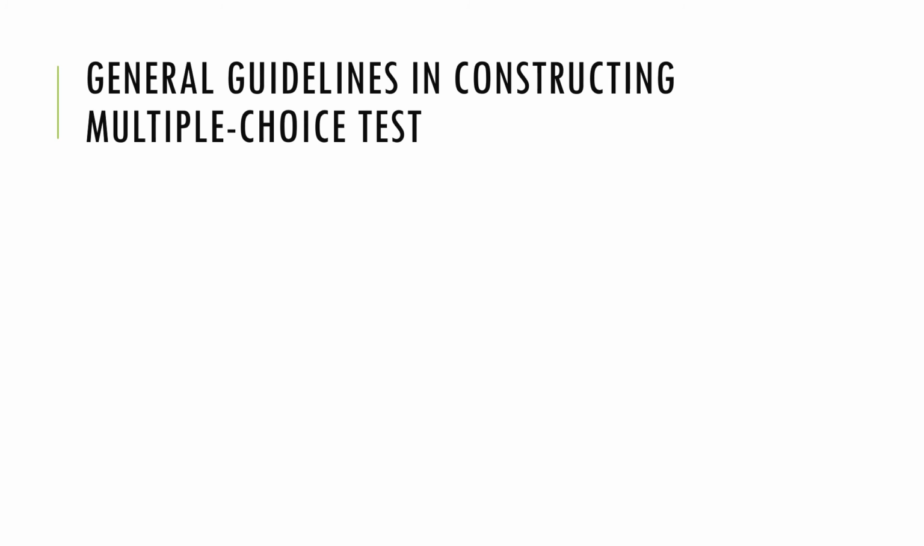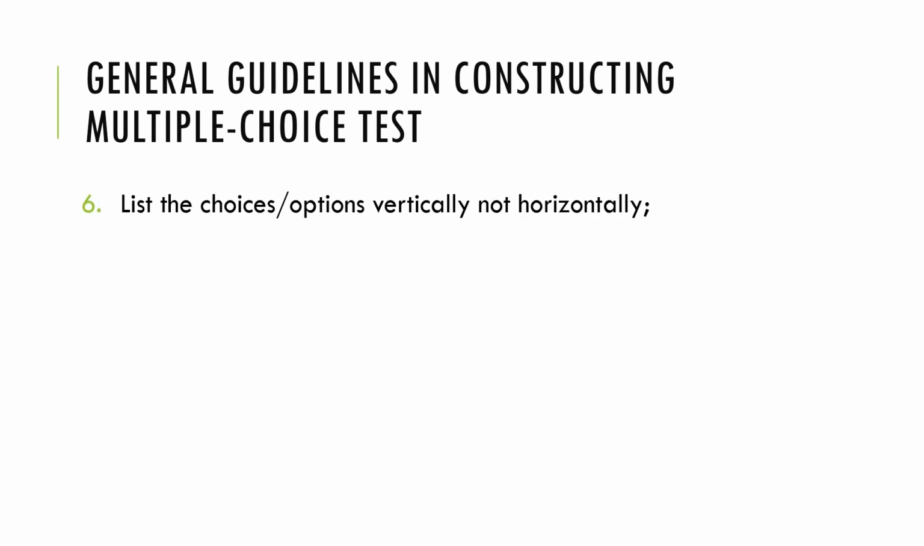Let's try to look at here the MCQ. Okay, so the next one we have is you have to list the choices options vertically, not horizontally. Kasi yung iba, ang ginagawa ng mga teachers, they are writing the choices options horizontally, no? So vertical siya pag ganyan.